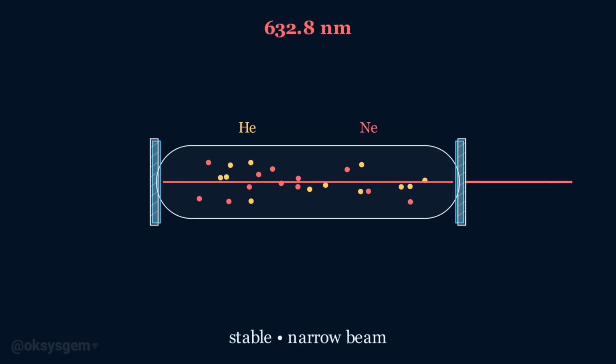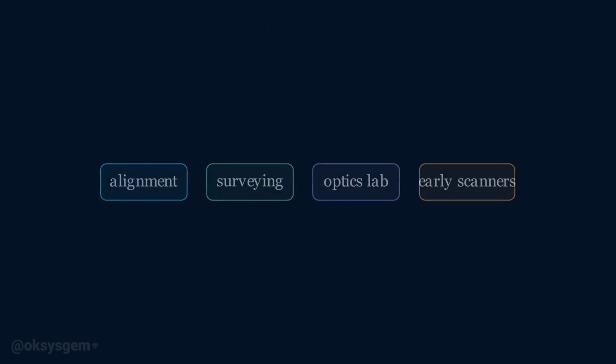It is not an especially powerful laser, but it can produce an extremely stable and narrow beam. This made helium-neon lasers useful in early barcode scanners, alignment systems, optical experiments, surveying equipment, and laboratory measurements. Gas lasers can use many different gases and produce many different wavelengths.